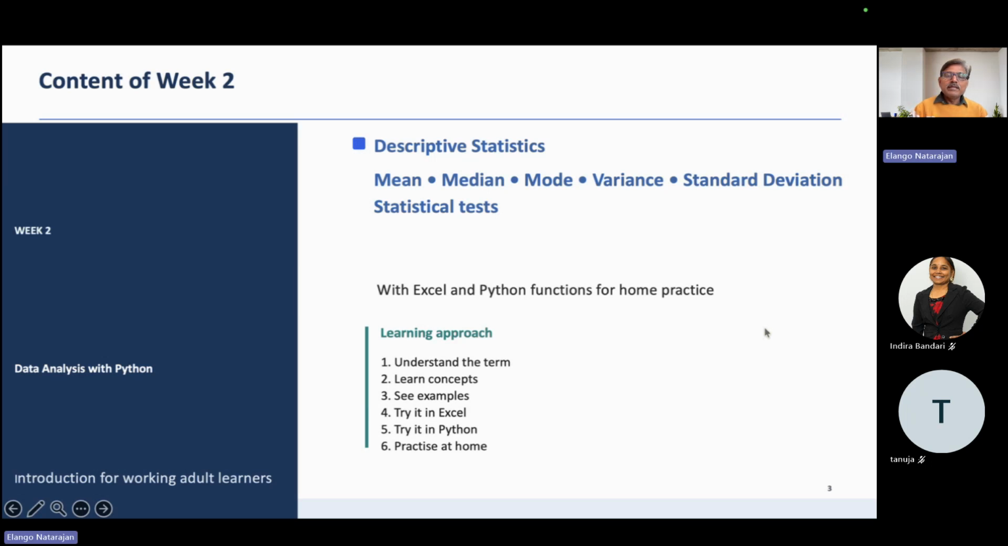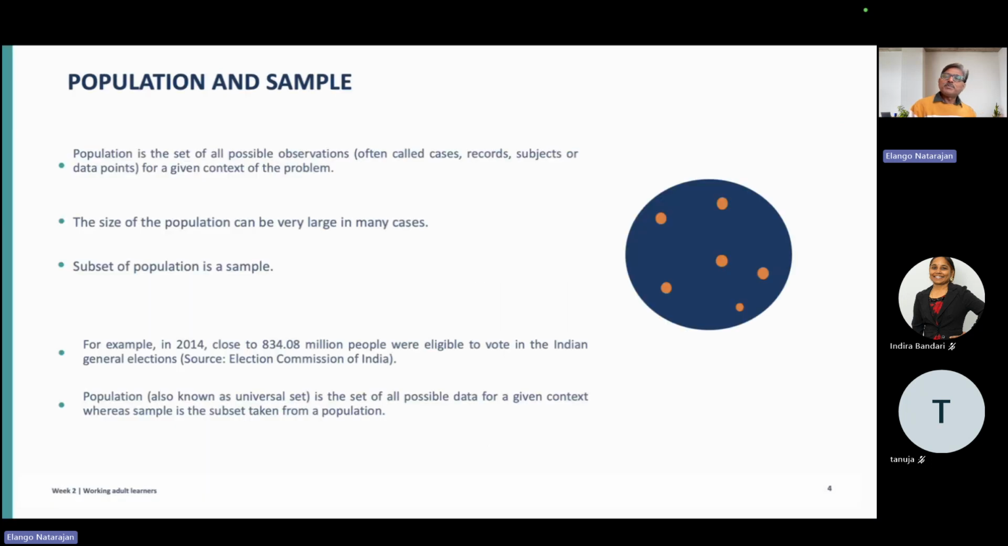Okay, so this is the learning approach, the flow that we are going to follow for the next 90 minutes. You'll be understanding the various terms, and you will learn the concepts. And I will show you some examples, explain how these terms are to be calculated manually and using some simulation tool. It could be Excel or Python. And you will have some exercises to practice at home. So with this, let me start this week's class.